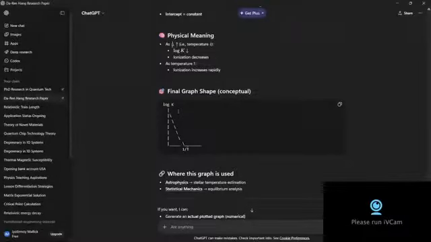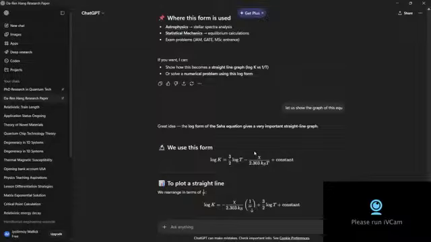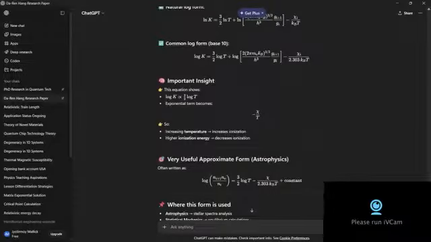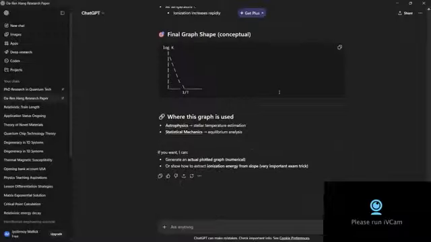This is 1 by T versus log C. This is why the C arises: because of this constant term, this larger constant term. So this is what arises. Look at how wonderful this data they generate.